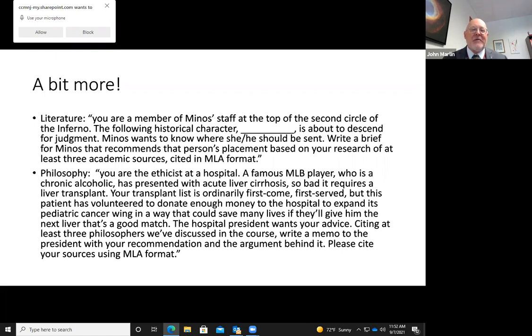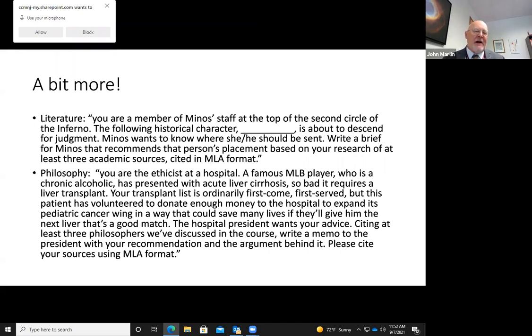They have a lot of fun with this. Now, of course, we all know that in Inferno, when a new soul reaches Minos, they just confess everything, and Minos makes up his mind there. So this actually runs counter to what happens in Inferno, but still, it's kind of a fun thing to do.